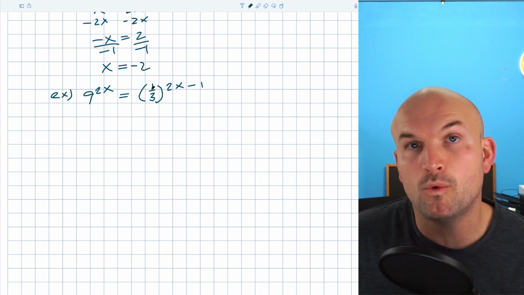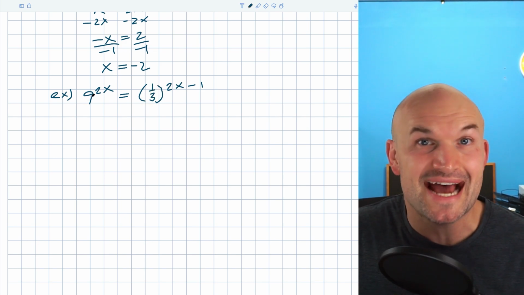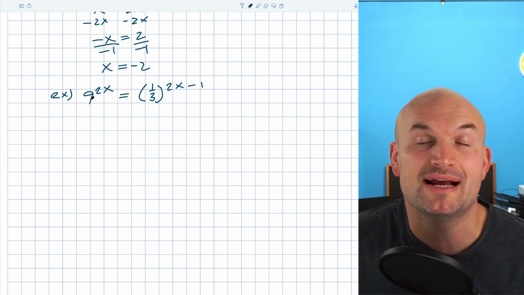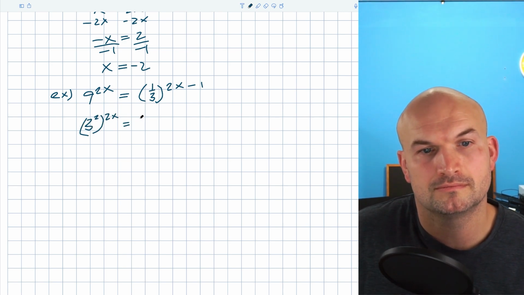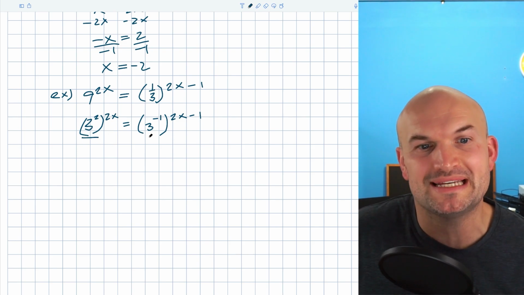Now, if I rewrite 1/3 as 3 raised to the negative first power, that's going to give me a 3 as my base, not a 9. So what that means is I'm also going to want to rewrite 9 as 3 squared. And now you can see, again, what did I just do?